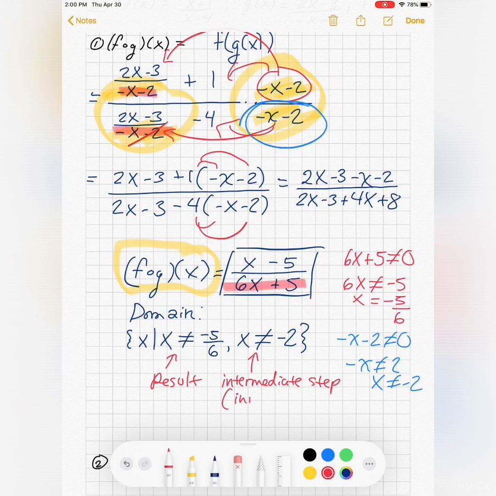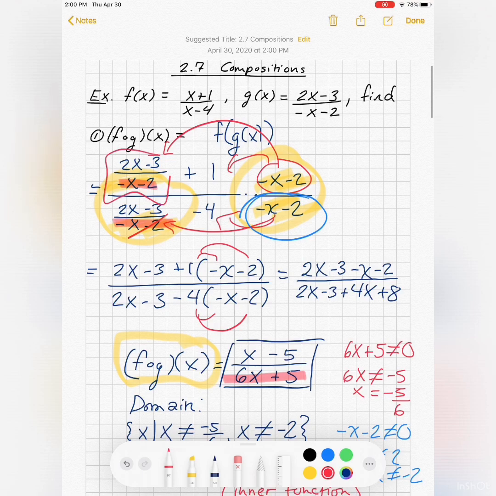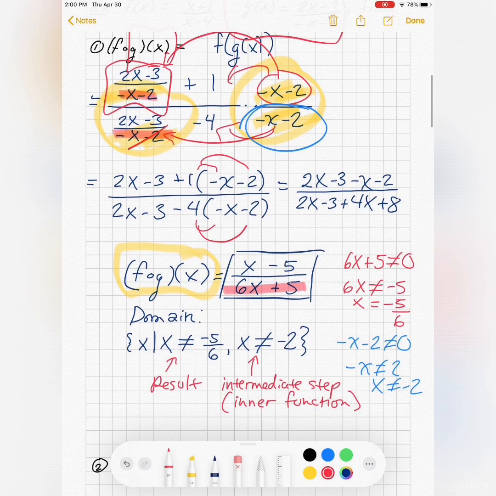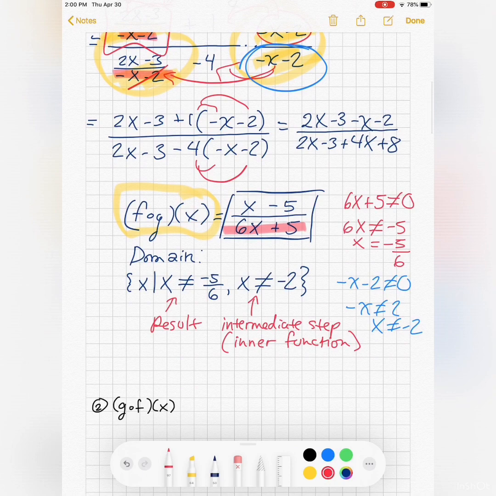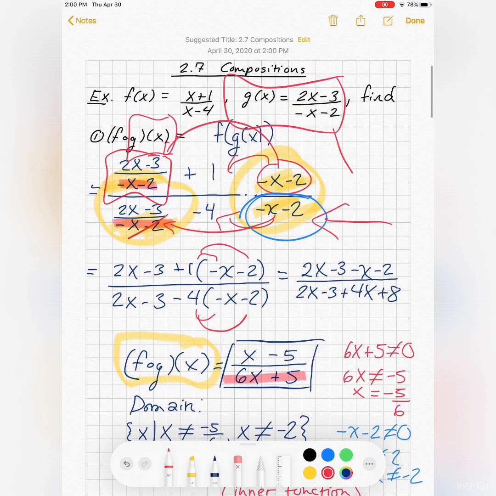Or I could say, look at the inner function. That would work as well. Because you see how this is the inner function, the g of x. Okay, so that function is the one that would be undefined if x were equal to negative 2. So I could really look either at the intermediate step or back up at the inner function. Either way, it's going to give me the same exclusion.